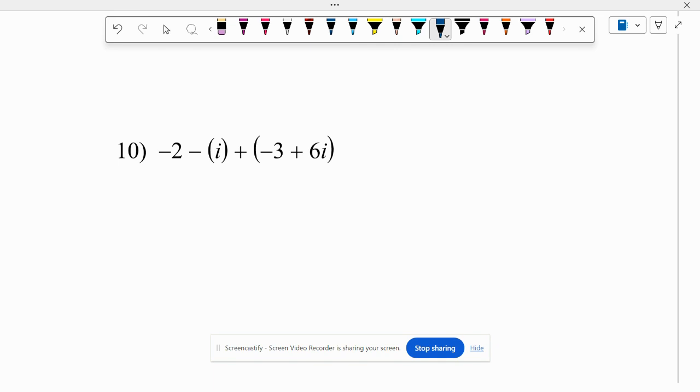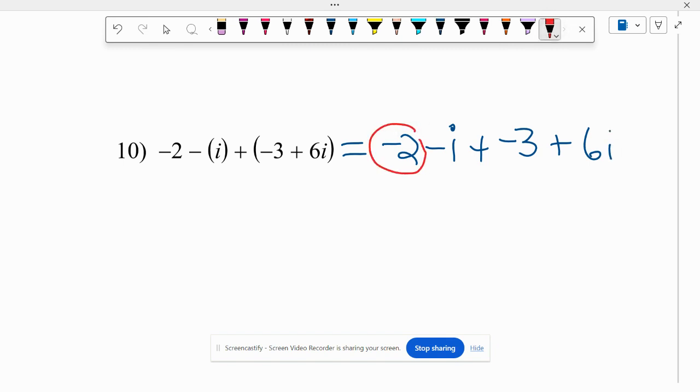I know that I can take a real number and add it to a real number, and I can take an imaginary number and add it to an imaginary number, but I can't add real and imaginary numbers together, right? We know that. So I'm going to rewrite this just so you can see what's happening inside of all these parentheses. I think the parentheses are confusing. This is really just negative 2 minus I plus negative 3 plus 6I. So I have the negative 2 and then negative 3 that I can add together. What's negative 2 and negative 3?